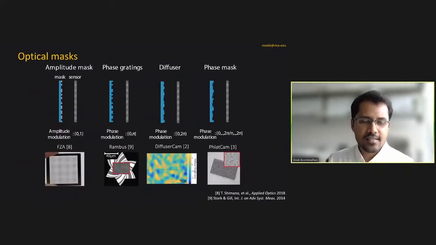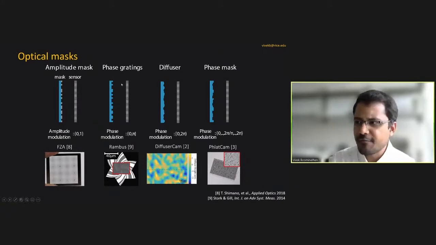Now, many masks have been explored over the years, over various works. There is the amplitude mask, which modulates the incoming light by allowing and blocking light at different points. In the case of an amplitude mask, allowing and blocking light can cause shadows, or it can also be modeled using diffraction to produce specific patterns. Here is an example from a paper that used Fresnel zone apertures.